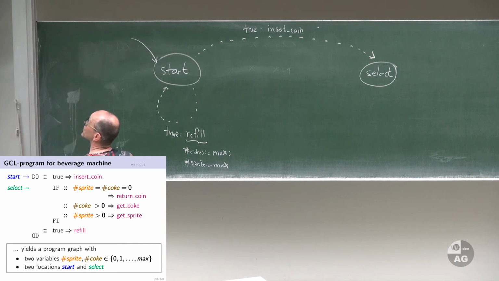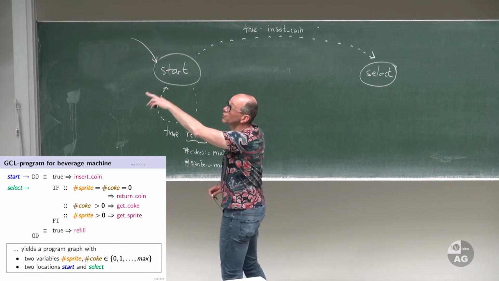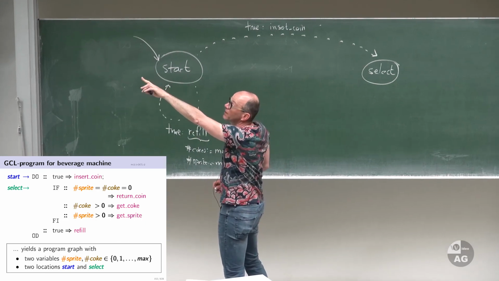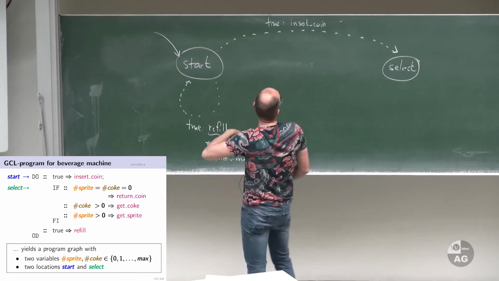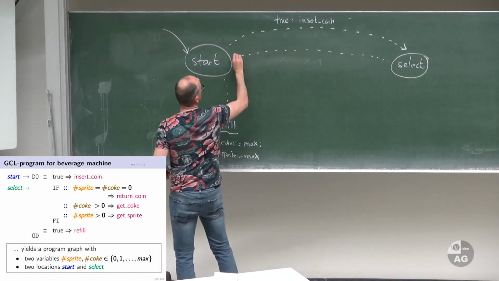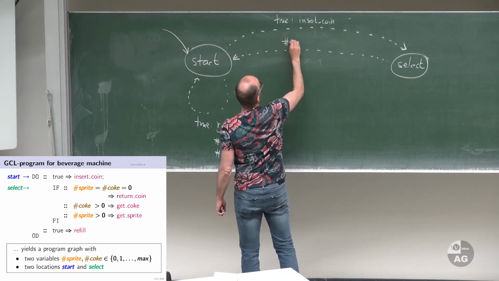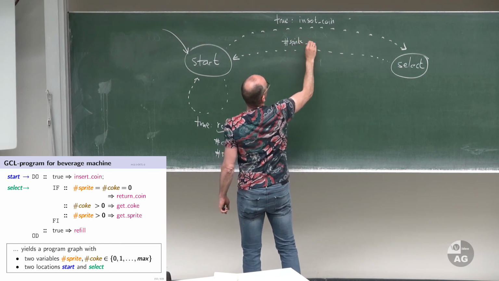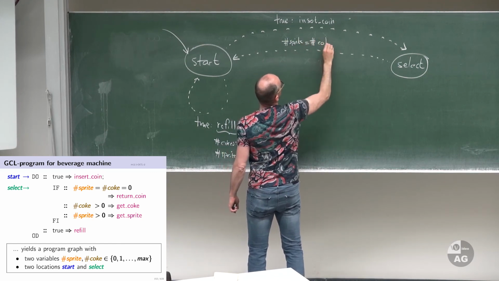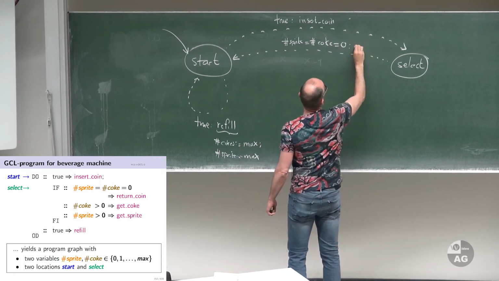What can you do with the innermost if statement? Well, if the number of Sprite and the number of Coke bottles is zero, we return the coin. And where do we move? We move to the start location because we quit the if-then-else statement and go to the outermost while loop. In terms of my program graph, it means I will have an edge going back here. This edge is labeled by number of Sprite equals number of Coke equals 0, and I do the action return coin.